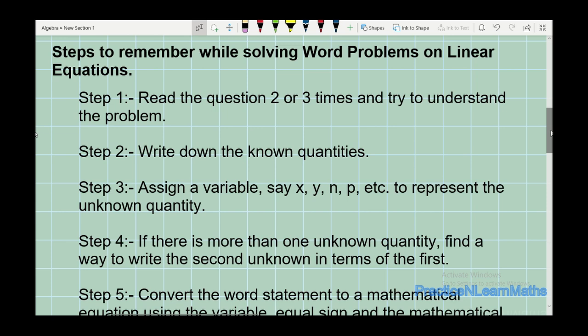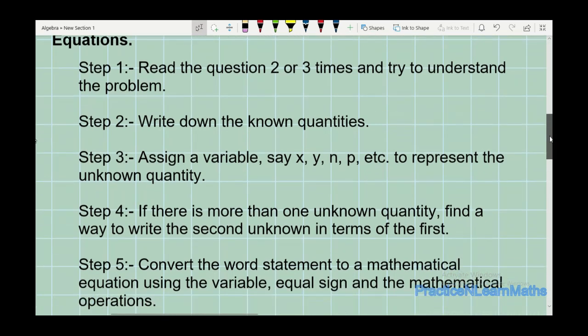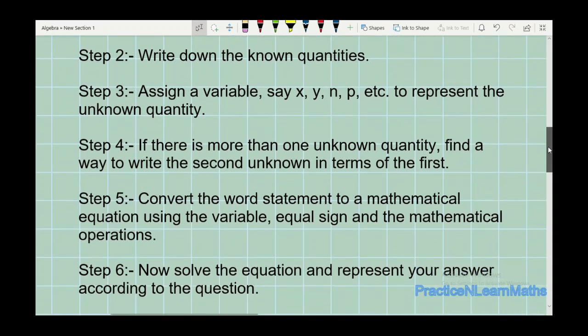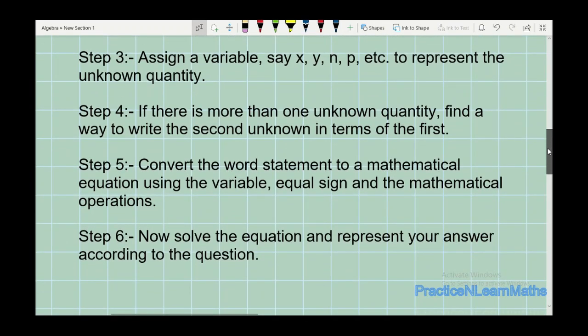Note it, you must read it very carefully. Now, next is write down the known quantities. Step 3, assign a variable, say x, y, n, p, etc. to represent the unknown quantity. You can take up any variable from A to Z. If there is more than one unknown quantity, find a way to write the second unknown in terms of the first.